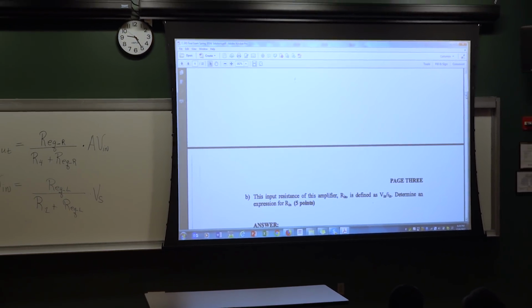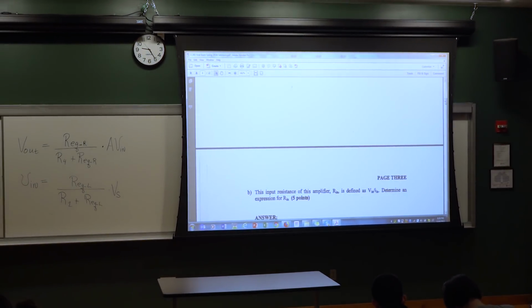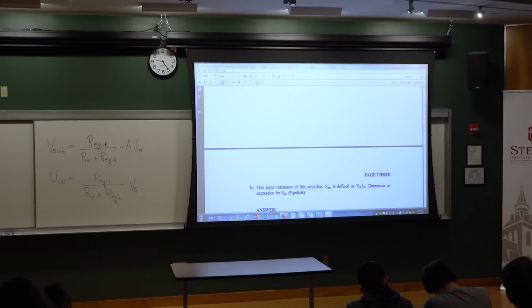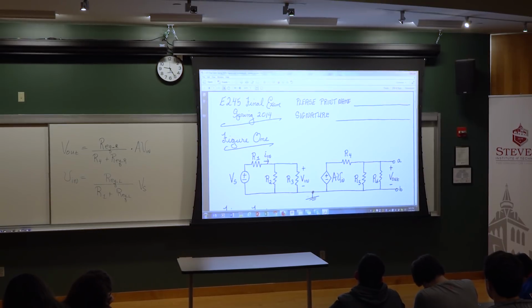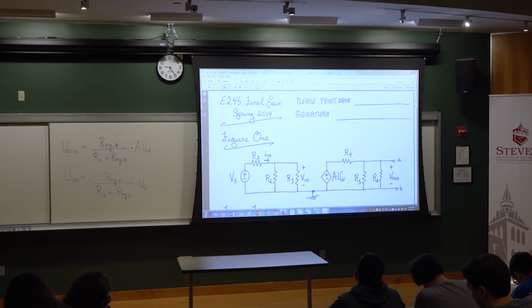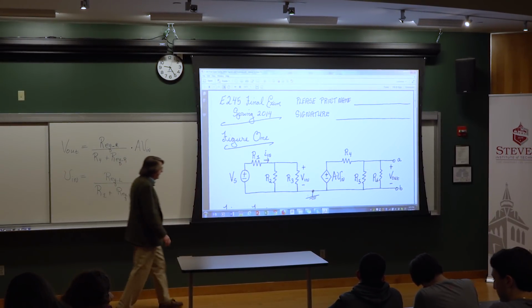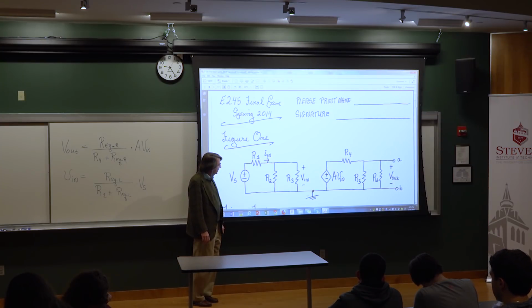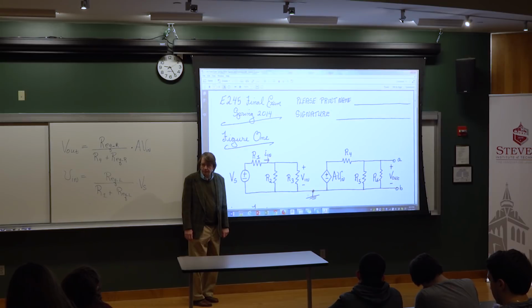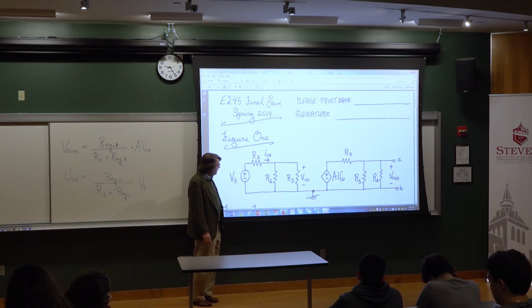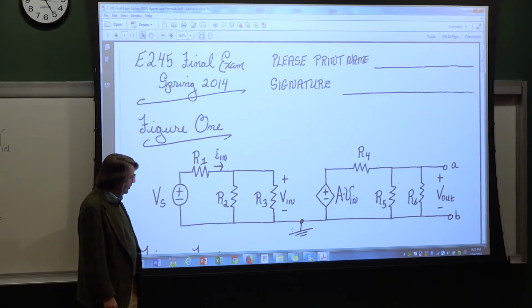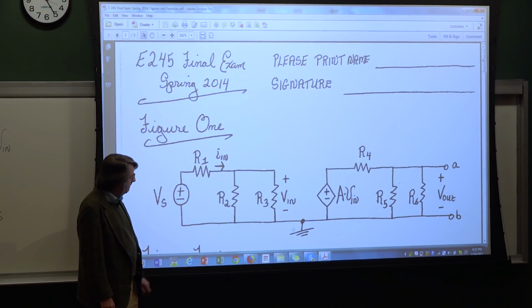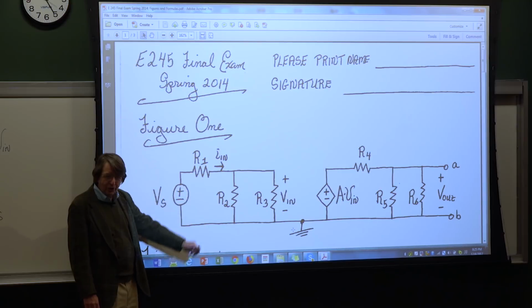So I think we need to go back and look at the figure. And I'd like to get an expression. What was I asking for? V in over I in? Okay. I see V in. I don't know about I in. How do I relate the two? What do you think?